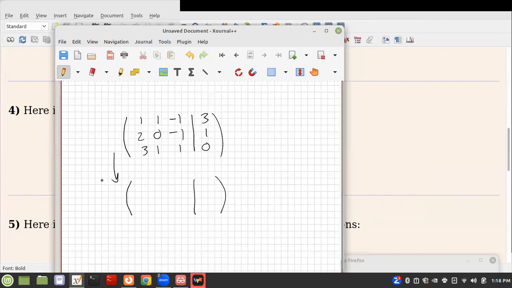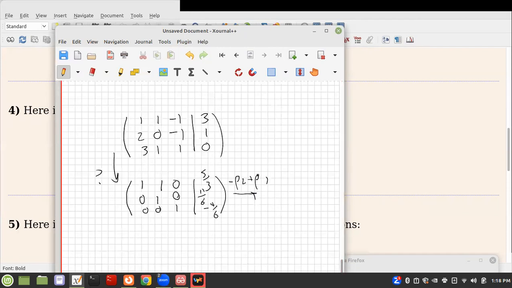I got to a point where I have 1, 1, 0, 5 over 3; 0, 1, 0, 11 over 6; and 0, 0, 1, -4 over something. And I'm trying to reduce it. All you need is minus row 2 plus row 1, right? Because you only need to get rid of this, then it'll be the identity matrix, in reduced row echelon form.